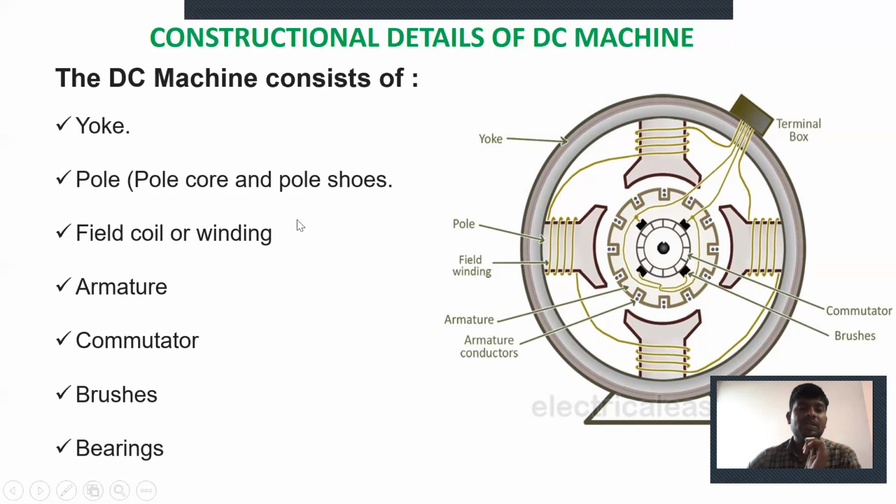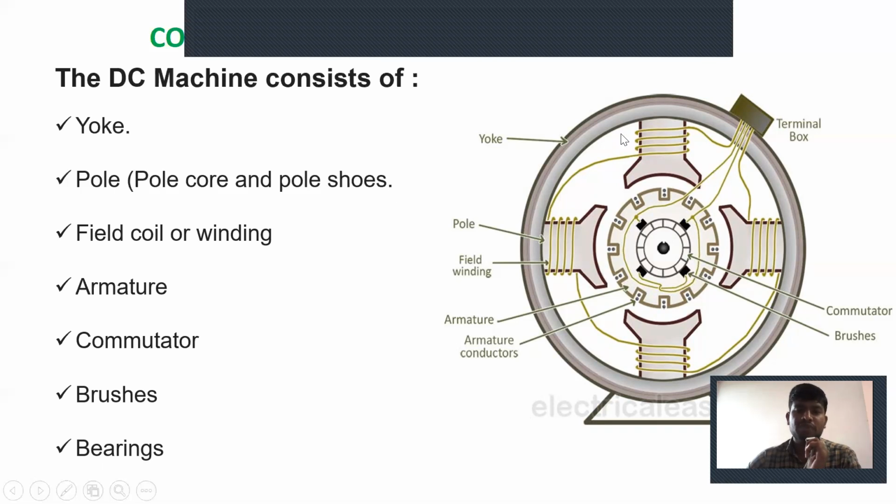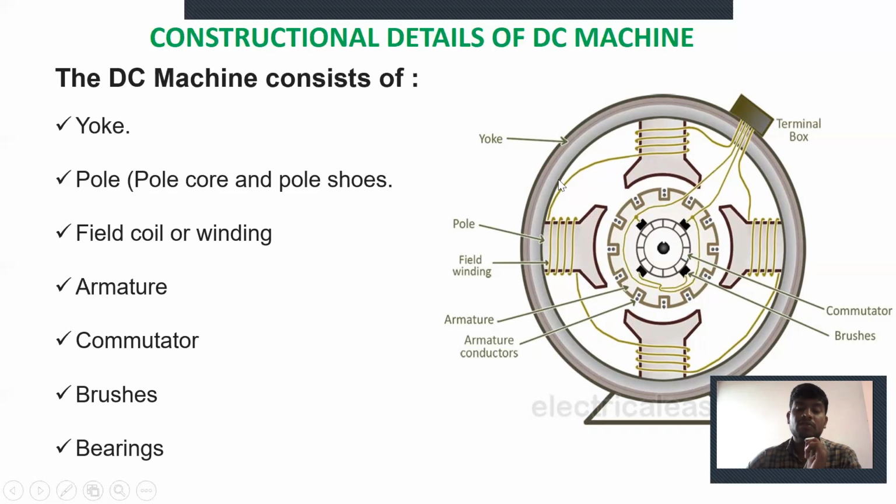So what is the yoke? The yoke is the outermost layer. It protects the total inner body of the machine. It is made up of cast iron, cast steel, or silicon steel material. This layer protects the machinery from outer atmospheric conditions such as dust, fumes, or whatever the conditions may be.